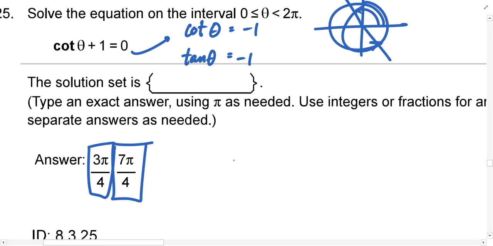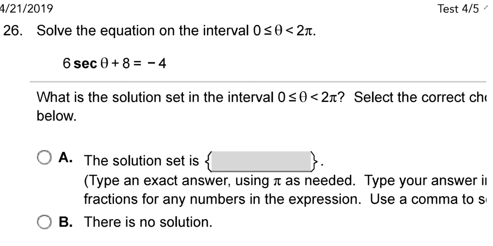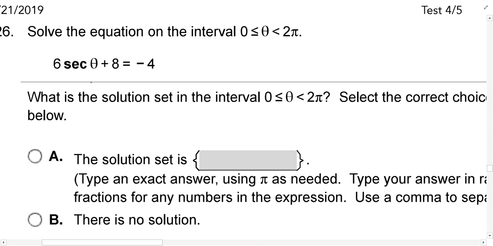And I'll walk through one more problem in this video. Number 26, 6 secant of theta plus 8 is equal to negative 4. Well, let's subtract 8 from both sides and then divide by 6. Subtracting 8 from -4 puts us at -12. -12 divided by 6 is -2. So when does secant theta equal -2?